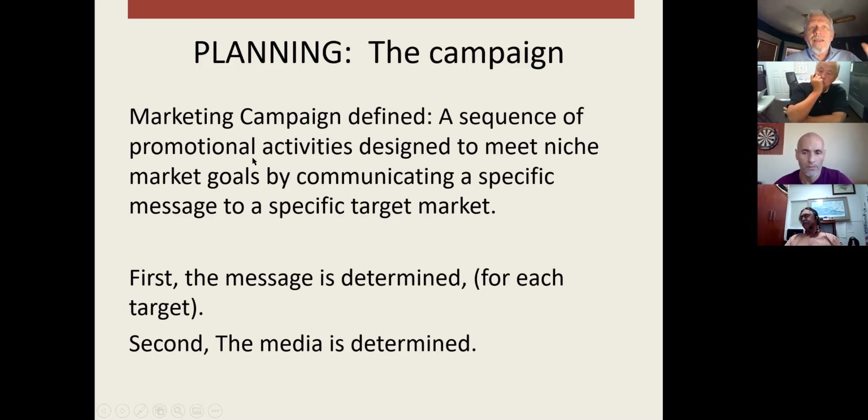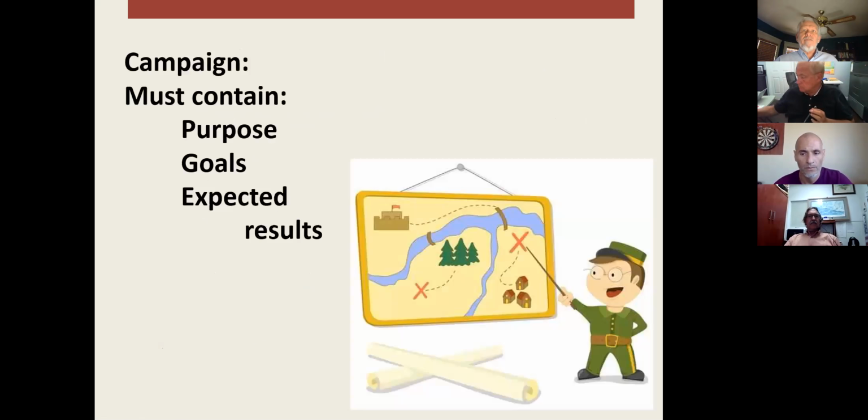That's why it didn't work. You can't make it work if you don't know what you're doing it for, why you're doing it, or who you're trying to talk to. It just doesn't work. And that's why most marketing people who have this approach fail. They just don't get it right. So you've got to have a purpose for your campaign.